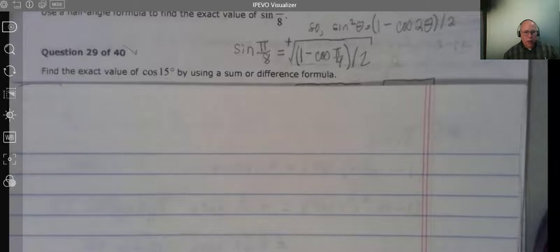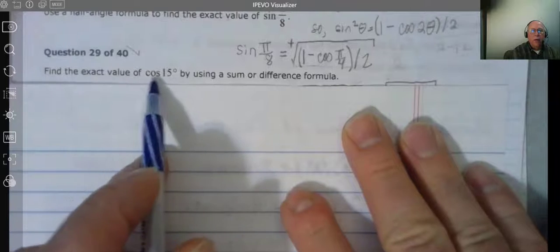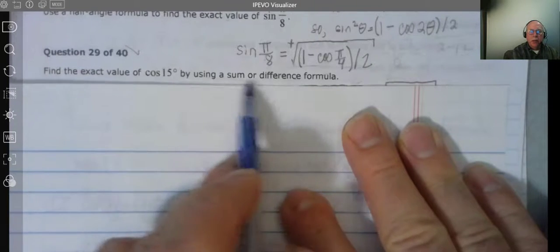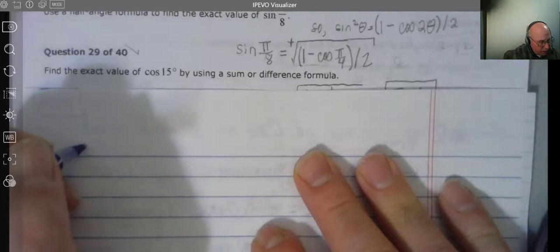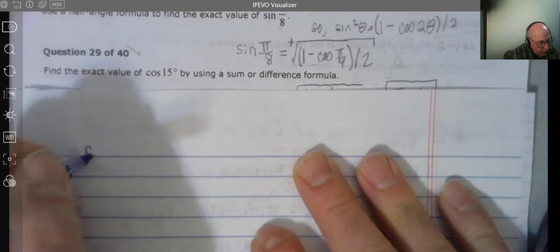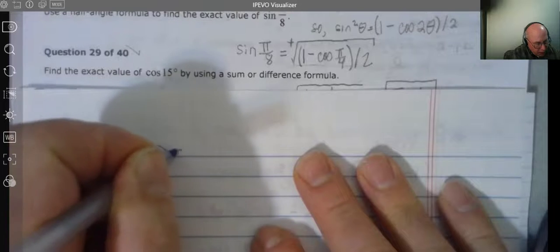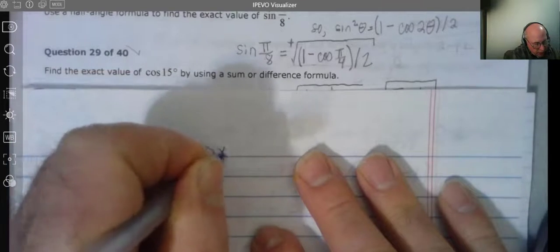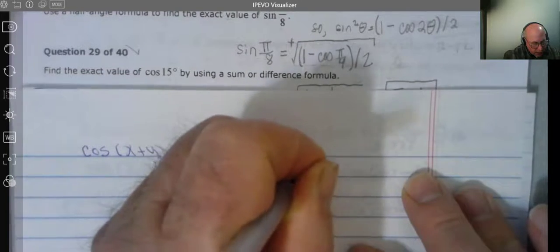All right, anybody have a follow-up on that one? Okay, the next one on our list for tonight is question number 29. Find the exact value of the cosine of 15 degrees by using a sum or difference formula. Well, before we can work this problem, we have to know what the sum and difference formulas are for the cosine. The cosine of x plus y is equal to the cosine of x times the cosine of y minus the sine of x times the sine of y.